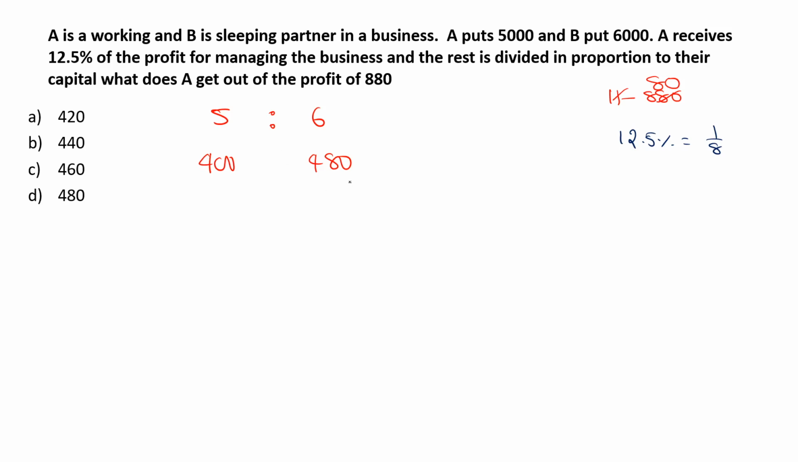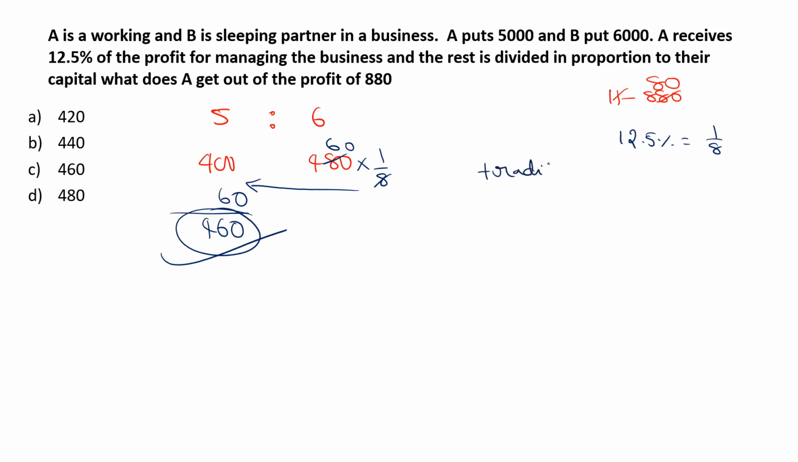Now transfer 1/8 of what B gets to A. That means 1/8 of 480 is 60 rupees. Transfer that 60 rupees to A. Then the share of A would be 460, and this is the best method to solve this question. I have explained the basic traditional method, which was according to the given conditions of the question. But now we distributed the amount in the ratio, then transferred that 12.5% from B to A as a salary, and A will get 460 rupees.